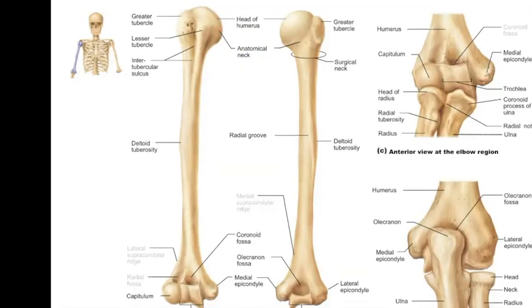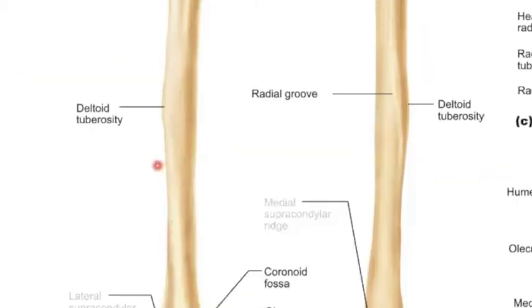The only thing you'll want to know that I would ask you about on the shaft over here is this deltoid tuberosity, right? Tuberosity is, again, a raised kind of projection of the bone. And this is where your deltoid muscle is going to attach.